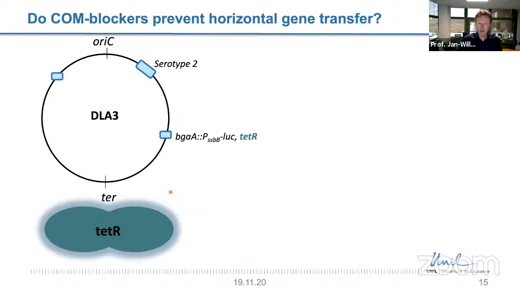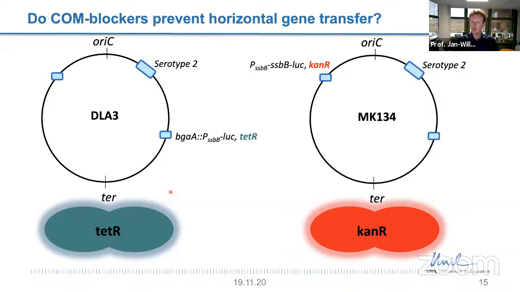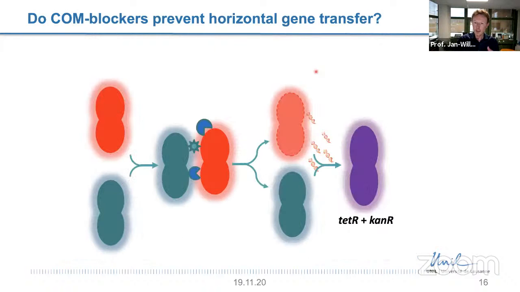So the next step was, okay, do they actually also prevent horizontal gene transfer? And to address that question, we made 2 strains. They are genetically identical, except for a different antibiotic resistance marker at different positions on the chromosome. This one is tetracycline resistant, and this one is kanamycin resistant. You can grow them together. They will kill each other, so to say, and take up each other's DNA. And if there's horizontal gene transfer, you will find bacteria that are both tetracycline and kanamycin resistant.